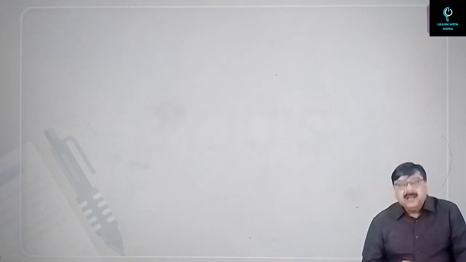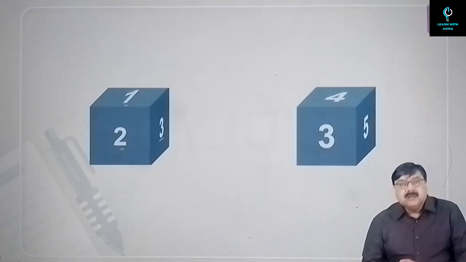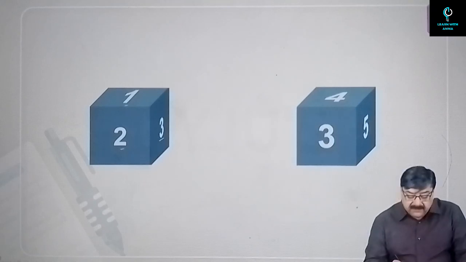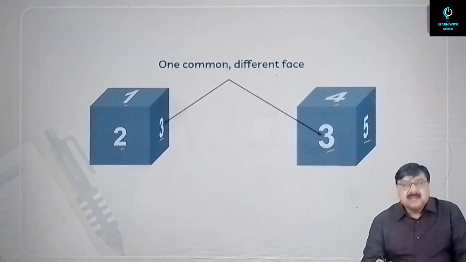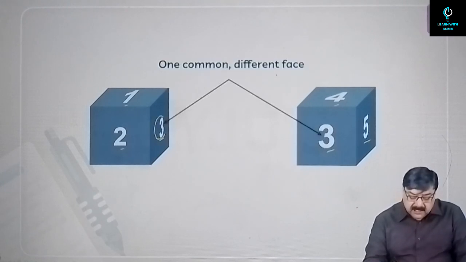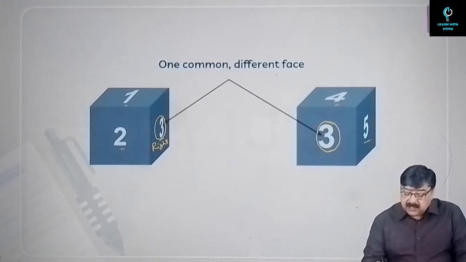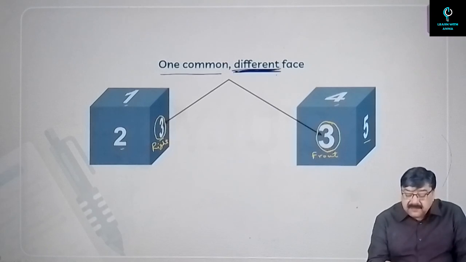Now for rule 3, let us take an example here. These are the two situations of a dice. Now the left face has a combination of 3 numbers 1, 2 and 3, and the right face has a combination of 3 numbers 4, 3 and 5. Now do you see a number which is common here? Yes, that is number 3. But is it in the same face? See, in this diagram, number 3 is in the right place, and in the right side diagram, number 3 is in the front face. So one character is common, but it is in a different face.